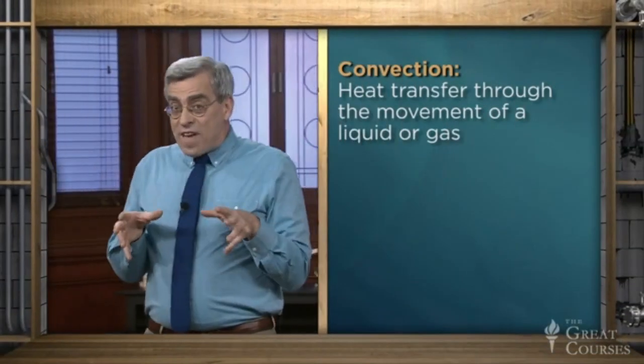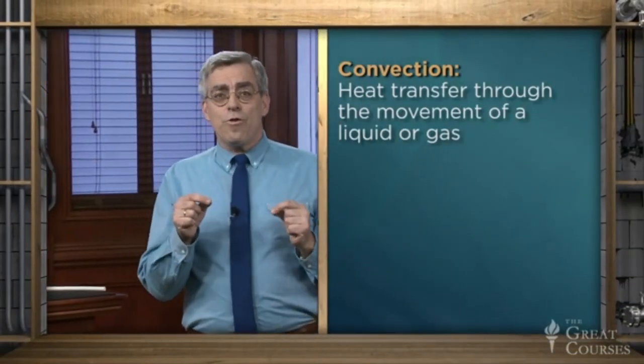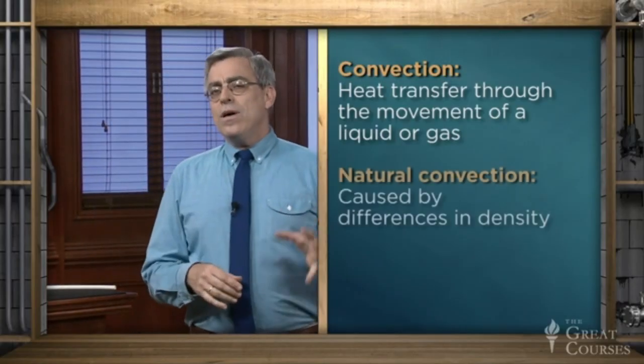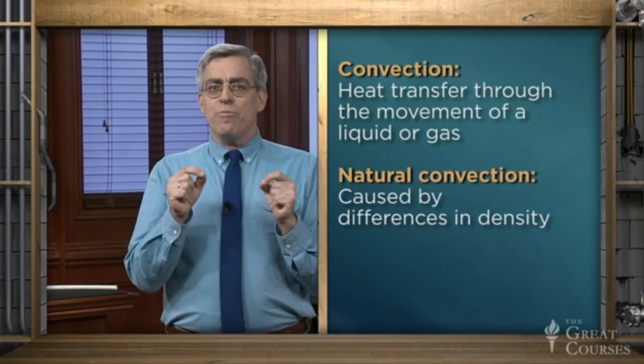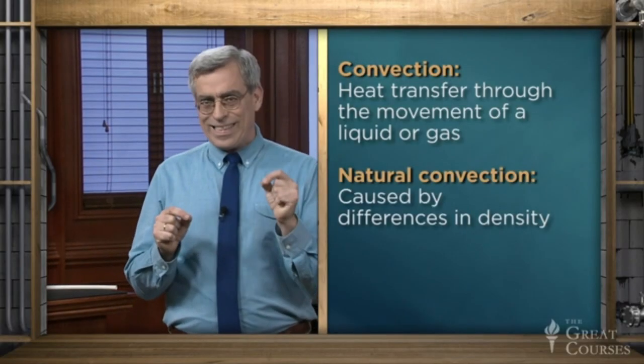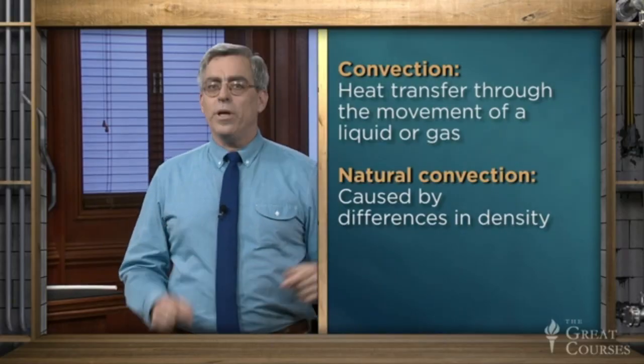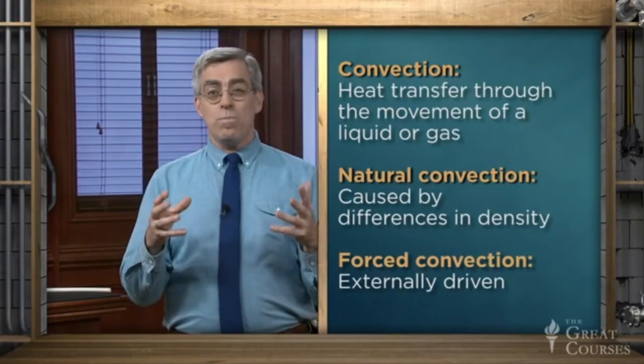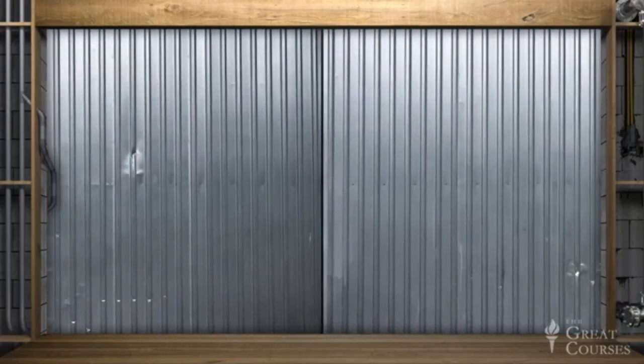The third form, convection, is heat transfer through the movement of a liquid or gas. There are two types. Natural convection is fluid movement caused by differences in density, like hot air rising through a chimney, while forced convection is externally driven, for example, by a pump or a fan.